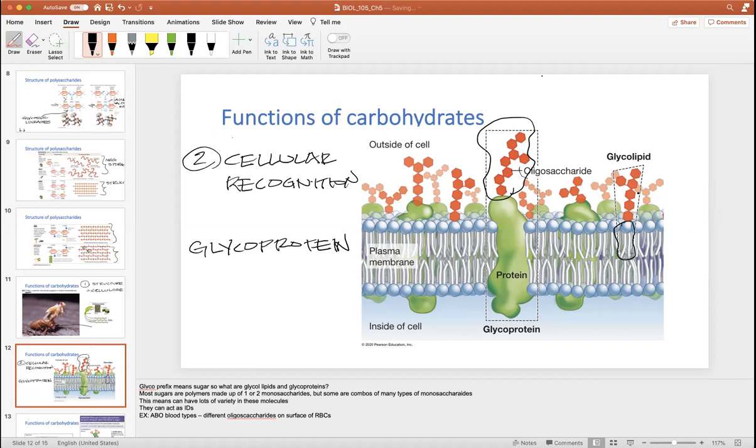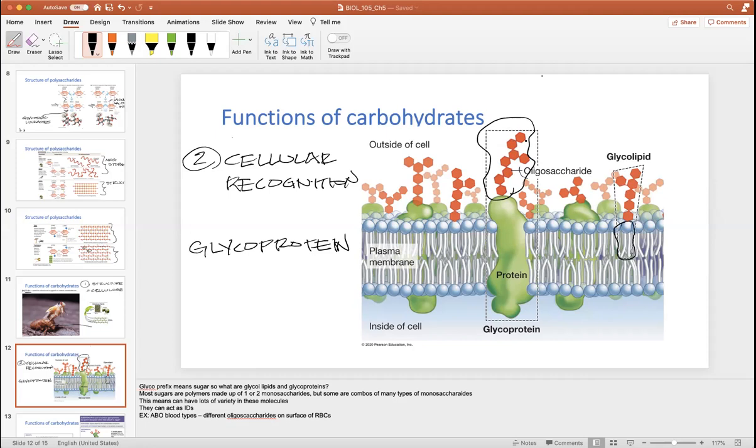Why is that? Well, most sugars are polymers that are made up of a couple monosaccharides, but some are combos of many different types of monosaccharides. And that allows us to have lots of different variety in what these sugar tags might look like. So you can have lots of unique oligosaccharides by just sticking together a bunch of different sugar monomers, and that allows you to have unique ID tags for your cells.